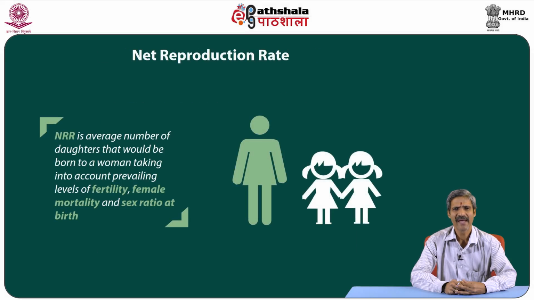Let us now move to NRR, net reproduction rate. Net reproduction rate is the average number of daughters that would be born to a woman, taking into account prevailing levels of fertility, female mortality and sex ratio at birth. If NRR is 1, then each woman is exactly replacing herself with one surviving daughter. This implies that fertility is at replacement level. That means NRR 1 indicates the fertility at replacement level.